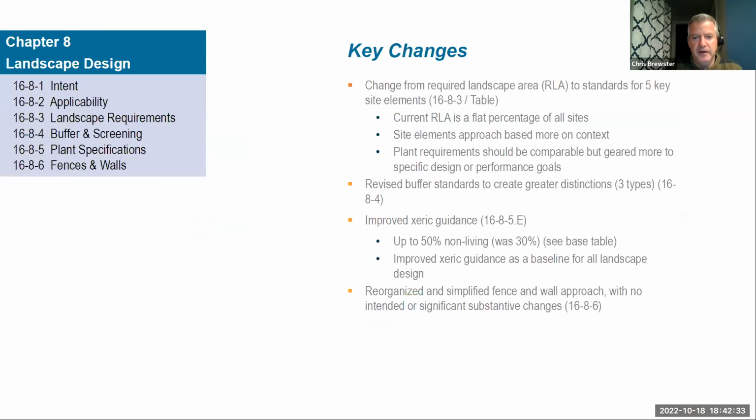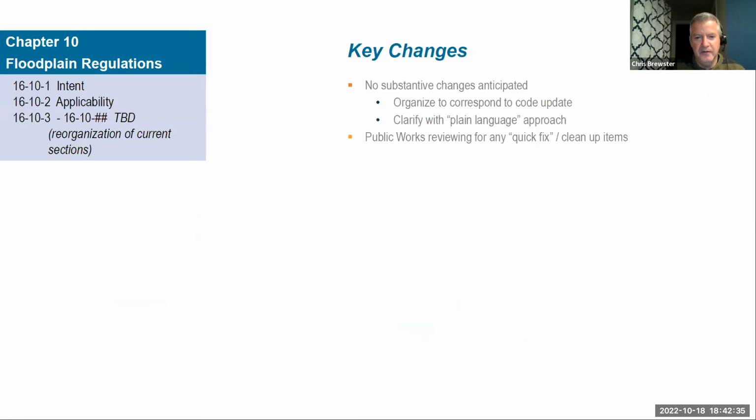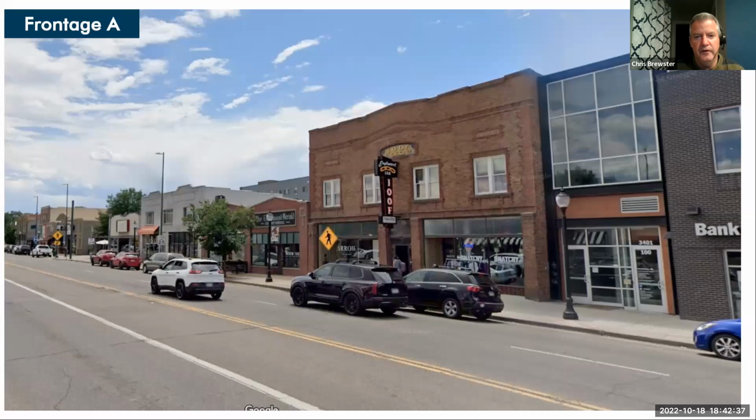I want to jump ahead a minute and apologize again for jumping. I have some of these out of order. I want to explain that a little bit further so that you can see some of those principles. So obviously frontage A has frequent entrances, lots of ground floor transparency, and lesser upper floor transparency.